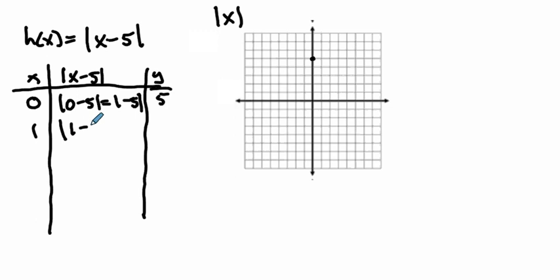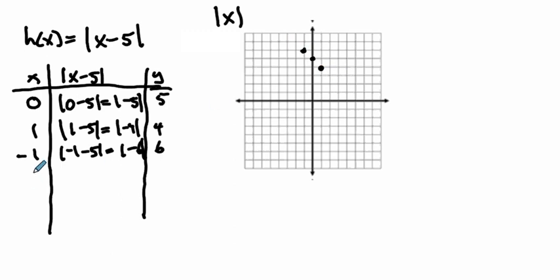Now I am going to put 1 in, and 1 minus 5 equals the absolute value of negative 4, which is 4. It appears that we have something like a line that's going down here. And if I put a negative number in, you get negative 1 minus 5, which is the absolute value of negative 6, which gives me 6. So (negative 1, 6). I definitely have something that's trending this way.